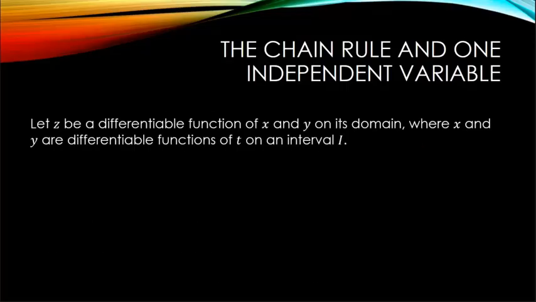So if we have z, which is a differentiable function of x and y on its domain, and x and y are differentiable functions of t on some interval I, then my derivative of z with respect to t, dz/dt, which is an ordinary derivative, is equal to the partial derivative of z with respect to x times the ordinary derivative of x with respect to t, plus the partial derivative of z with respect to y times the ordinary derivative of y with respect to t.